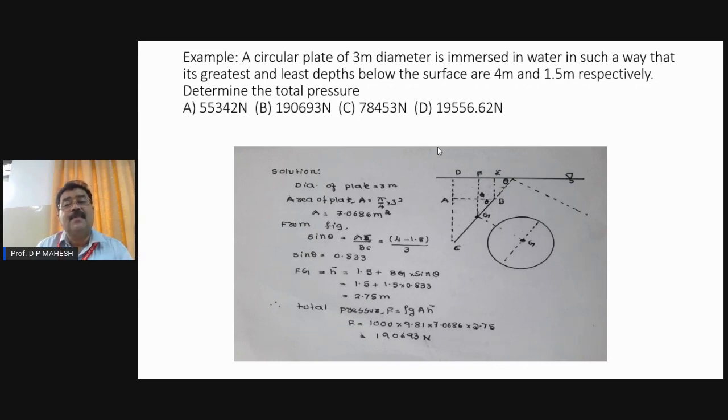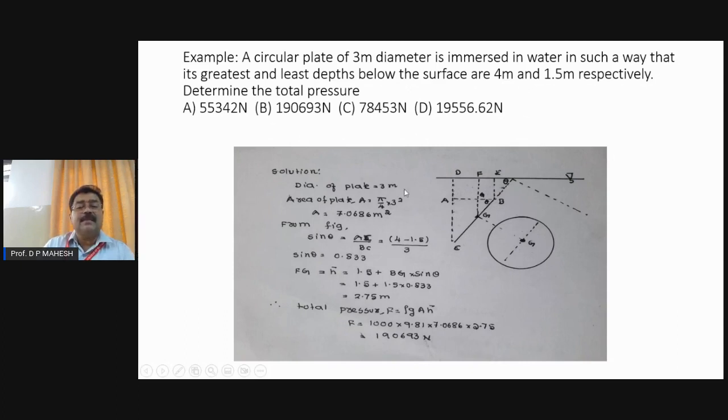Here in this problem, you have a circular disc which has a diameter of 3 meter. It is immersed in water in such a way that the greatest and the least depth are 4 meter and 1.5 meter respectively. Greatest means the lowermost end, the least means the uppermost end. Here they don't give theta, which we can calculate easily.